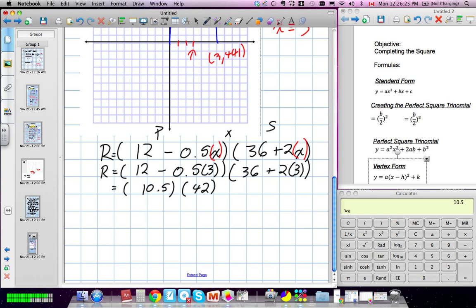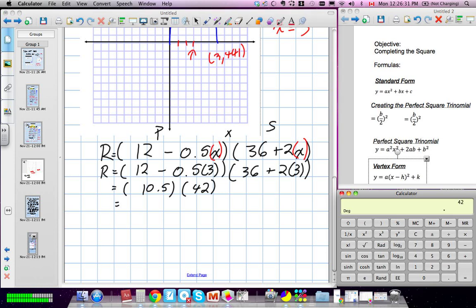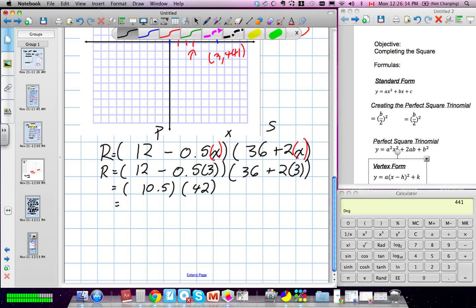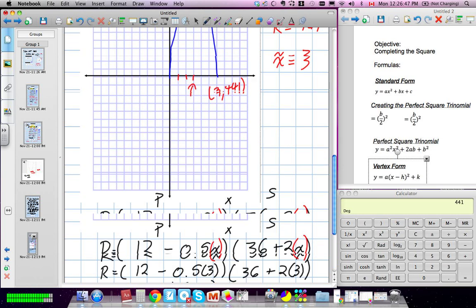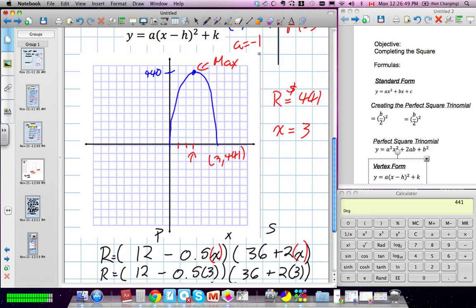Did I put the right number in there? Oh, I think I did. So the new revenue, just to double check, is 10.5 times 42. It's $441, which is exactly our K value. So their new revenue will be $441. If they decrease the price to $10.50, they'll end up selling 42 snowboards every time.